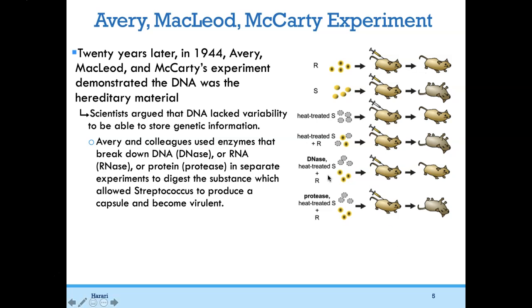What he did was he either added S strain treated with DNase, which is an enzyme that breaks down DNA, or an enzyme that breaks down proteins. So again, he took this bacteria, the heat-treated S, and he either destroyed all of their DNA or all of their protein. And he then mixed it with the living R strain and saw if it could infect the mice. He also tried this example with RNase, an enzyme that only destroyed the RNA.